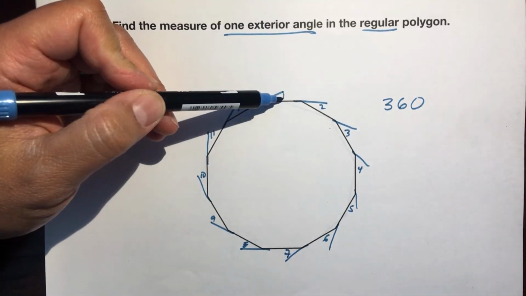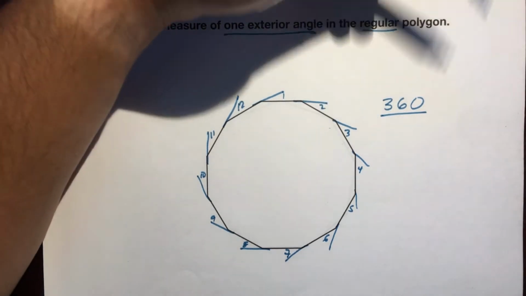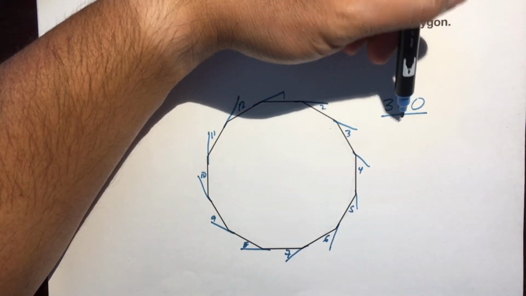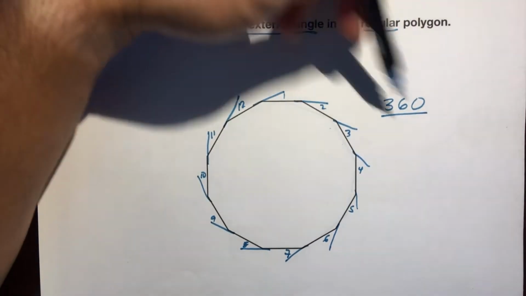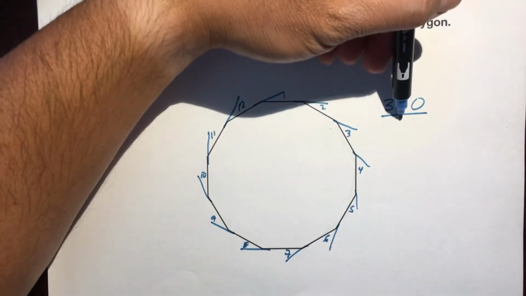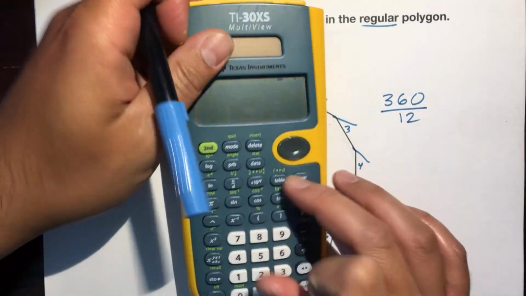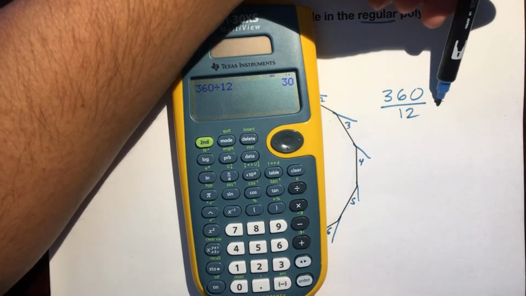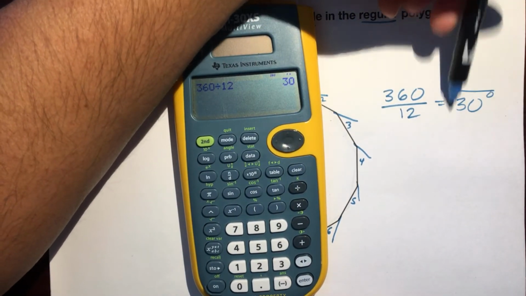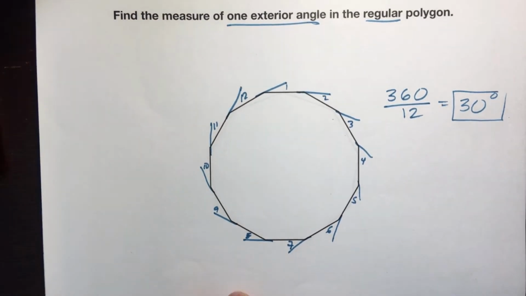Now we just want to figure out what one of these angles is. So I'm going to divide this entire thing by the number of sides, the number of angles, the number of exterior angles, which is 12. And that's our n. And so 360 divided by 12 is 30 degrees. And there is our final answer.